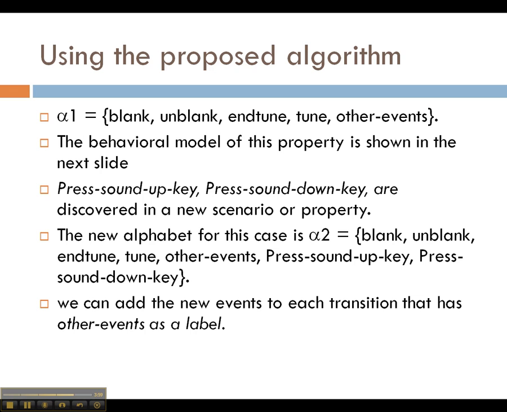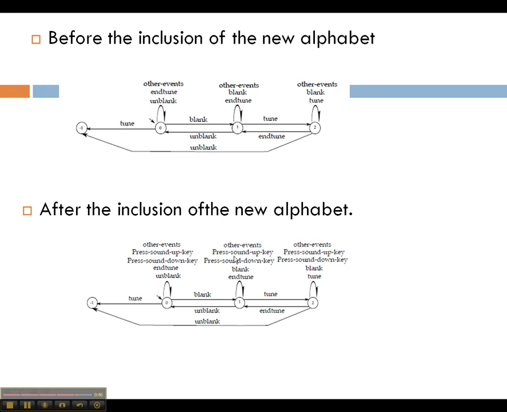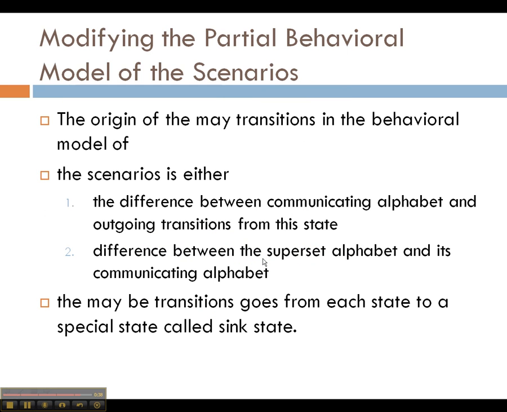Now suppose that the new alphabet, sound up and sound down, is added. Then we will have the same alpha 2 plus these two new events, and for the new behavior model, instead of creating it from scratch, we will use this as a pointer to add the new events or actions.